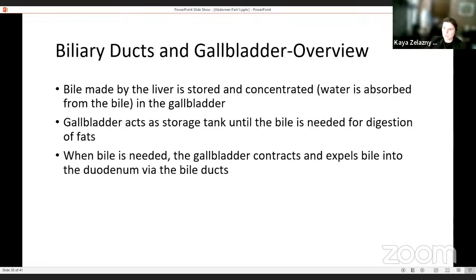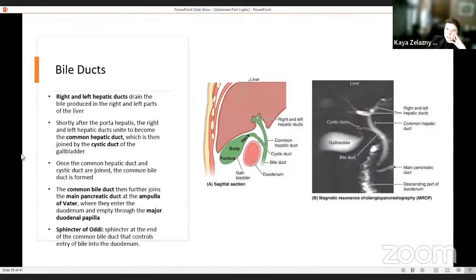So when you need that bile, your gallbladder is going to contract in response to a hormone, CCK. And at that point, it's going to expel that bile into the duodenum, that ampulla of Vater. Then you'll have that nice bile there, giving you nice bile salts that help you digest the fats. Okay. So we can see the structures that lead to this here.